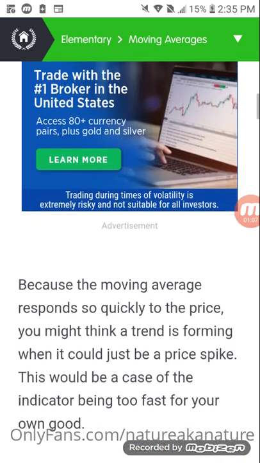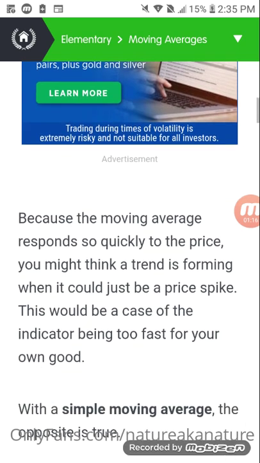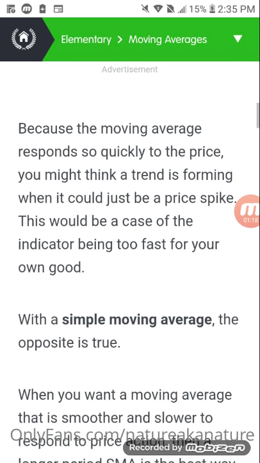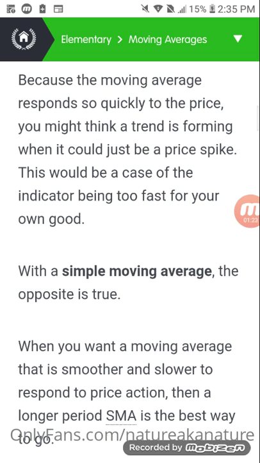Because the moving average responds so quickly to the price, you might think a trend is forming when it could just be a price spike. This would be a case of the indicator being too fast for your own good. This is why we put the EMA at more of 10 or 14, because it's so fast.